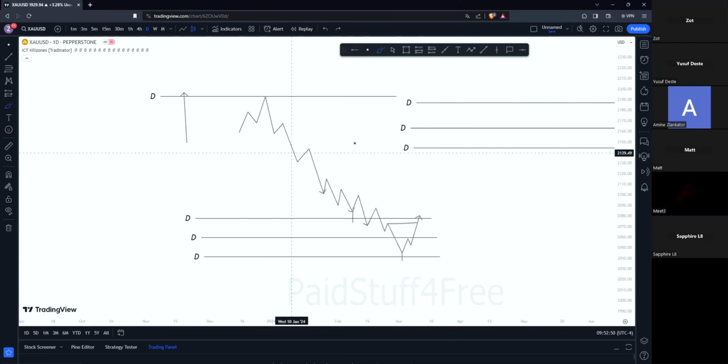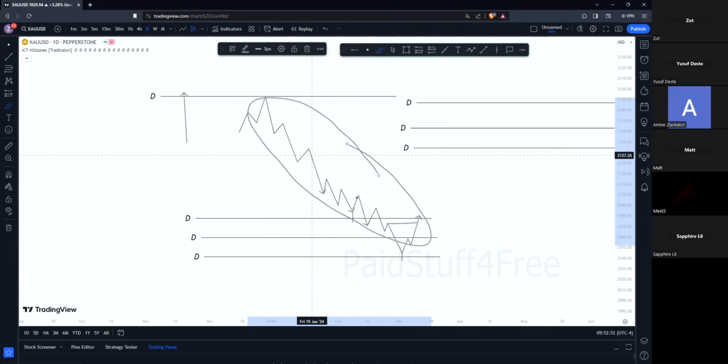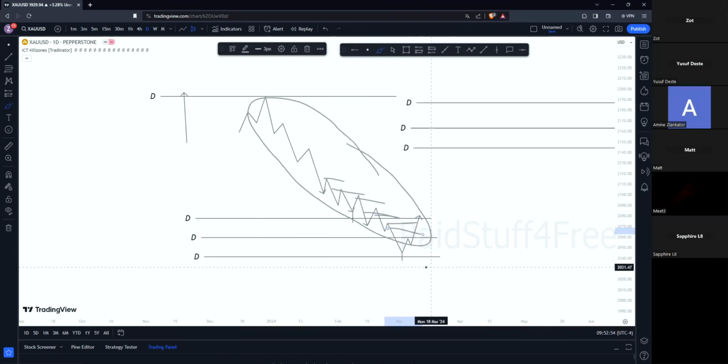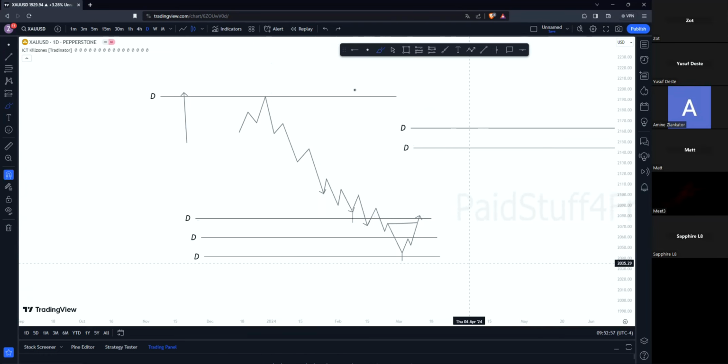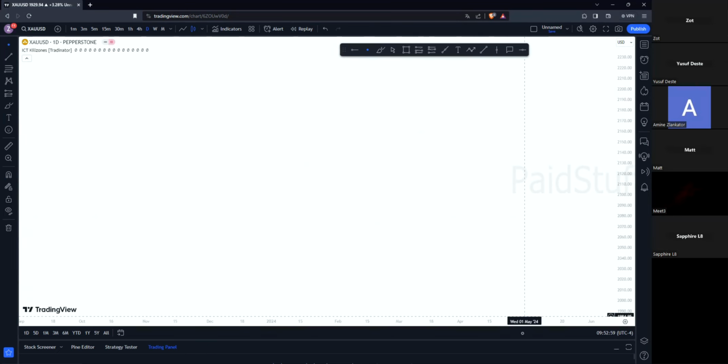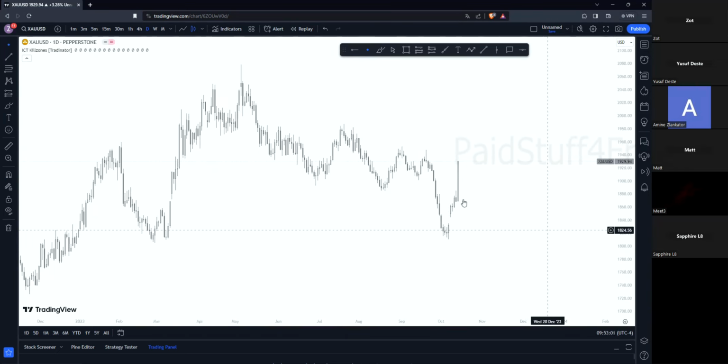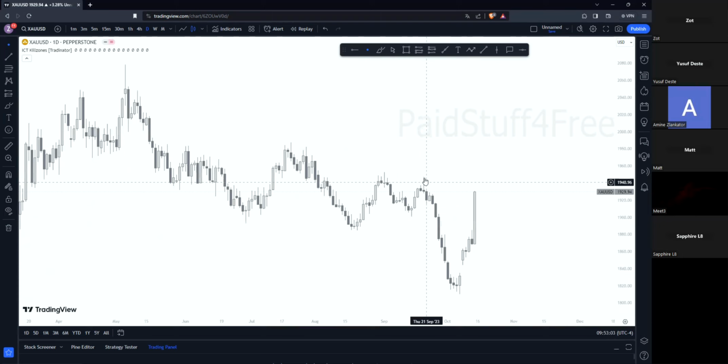So you shouldn't bother yourself with the destination. Okay, you should bother yourself with the price action inside of here. How do you take the sells in here? We will cover that in the entry session. Don't worry. So here, okay, over here, how did this bullish move start? And how did this sell move start?